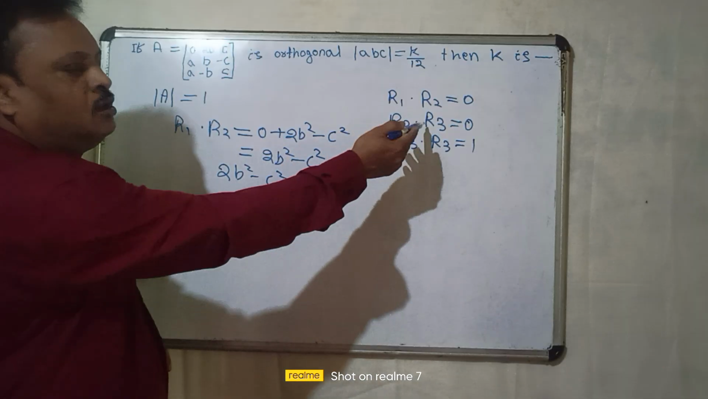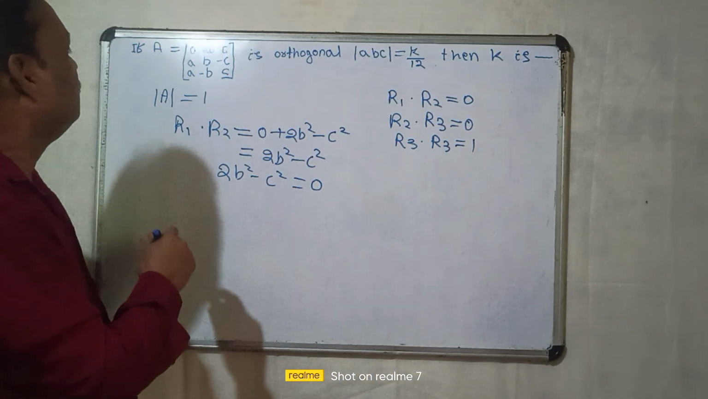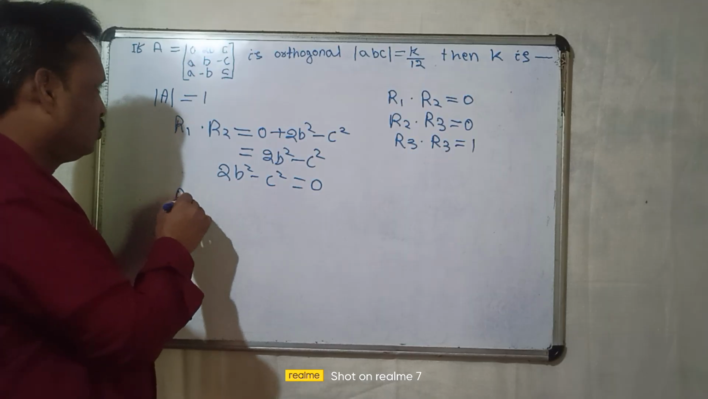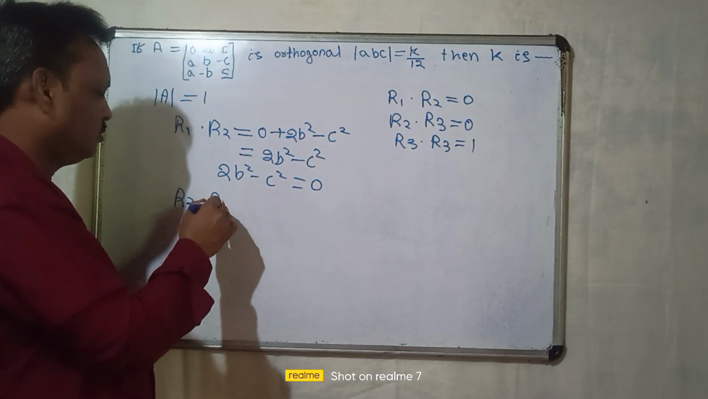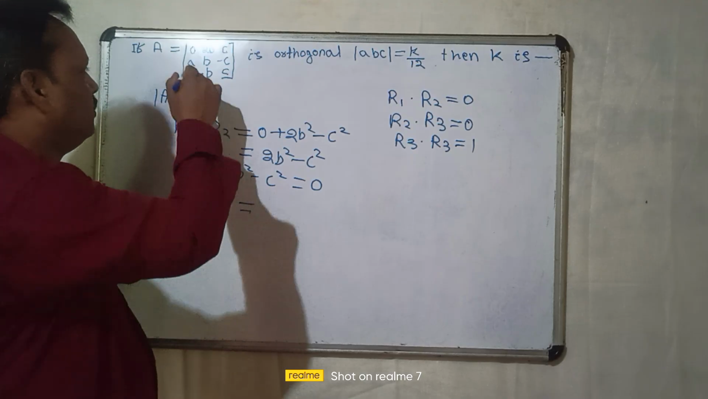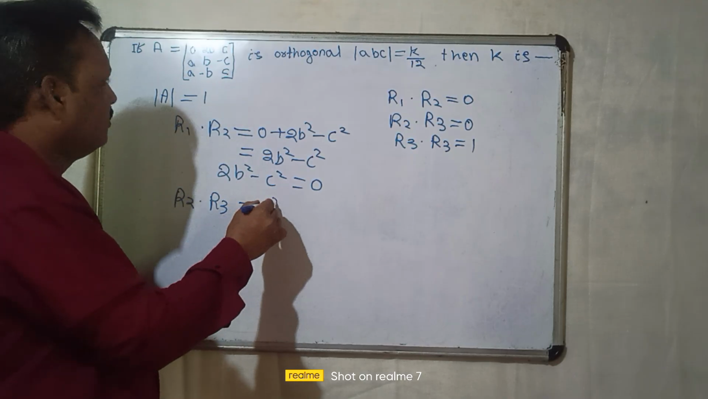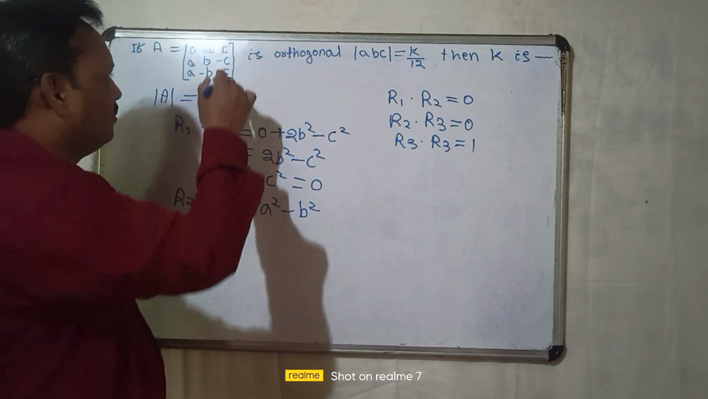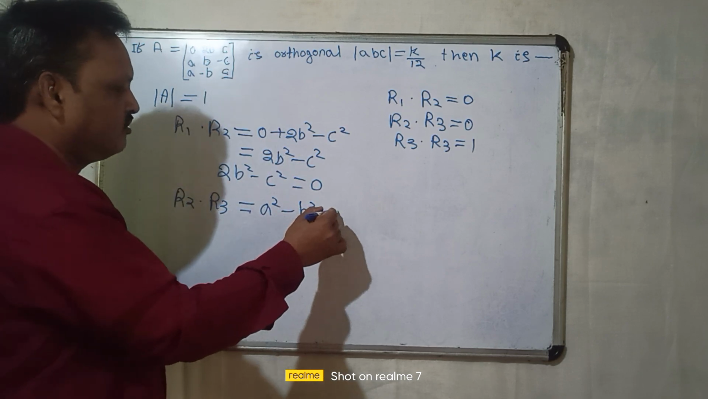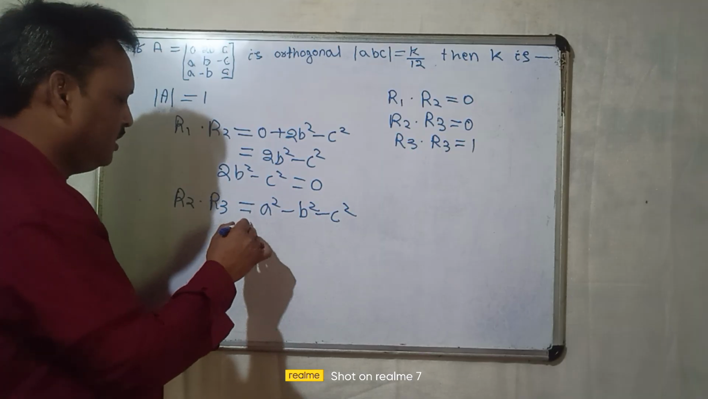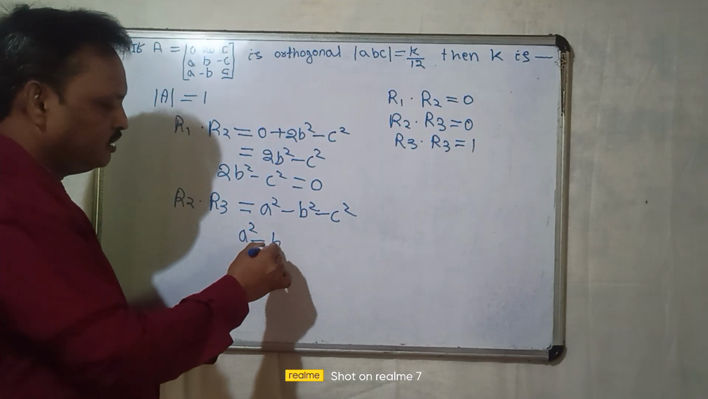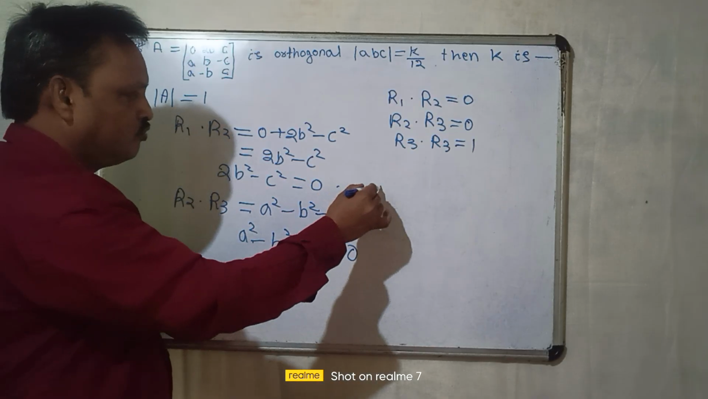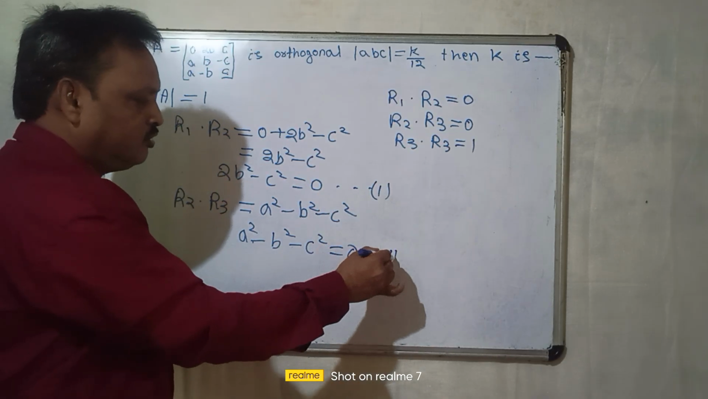Similarly, row 2 dot row 3 equal to 0. Now a into a, that is a square, b into minus b, that is minus b square, minus c into c, that is minus c square. So a square minus b square minus c square equal to 0. This is equation 1 and this is equation 2.